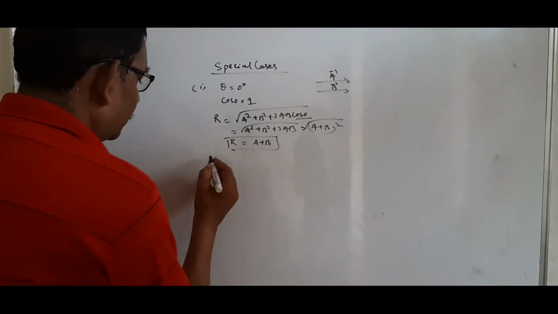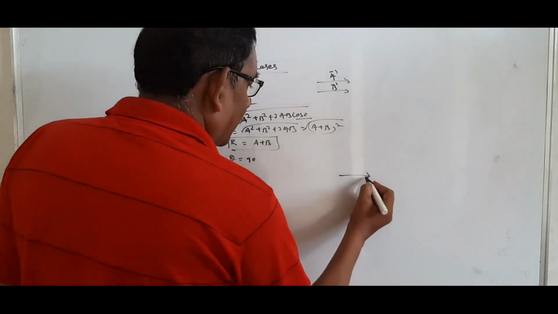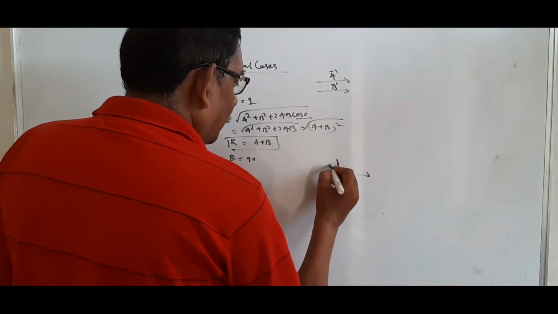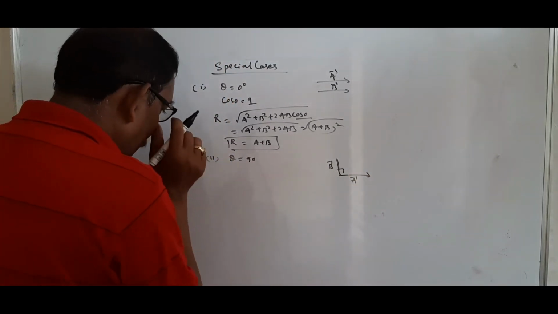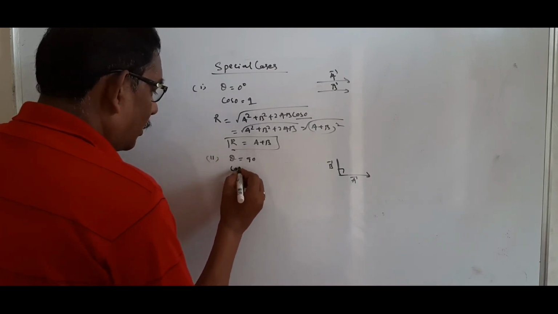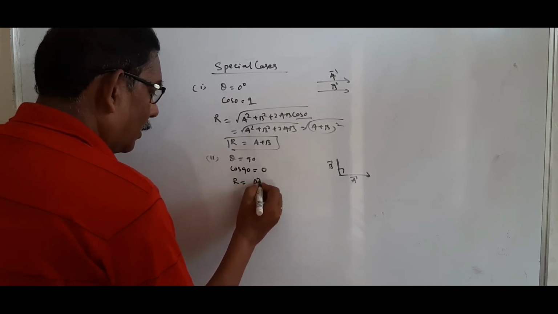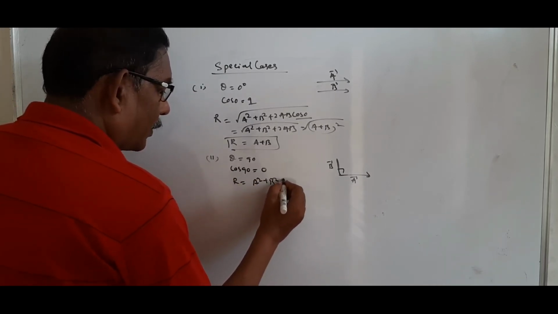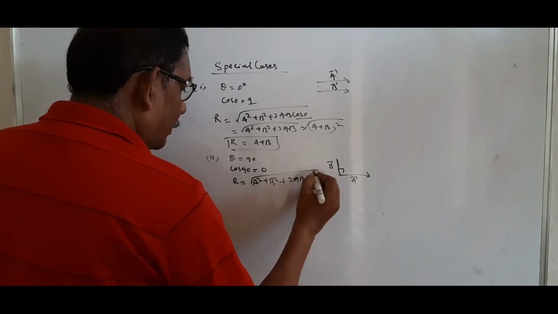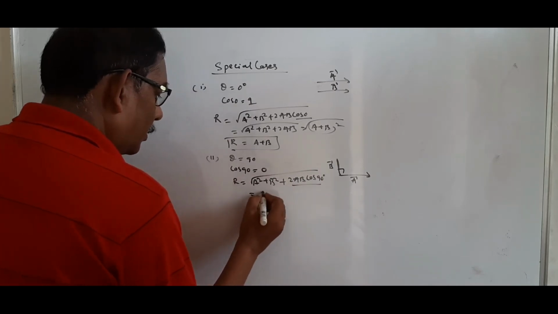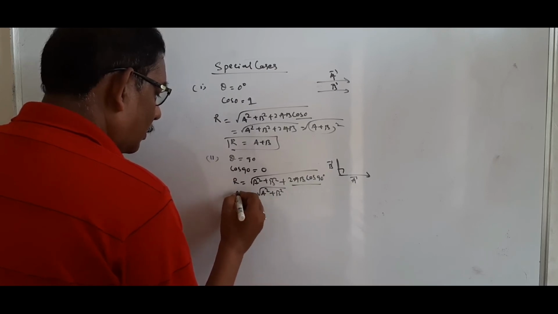Similarly, when theta is equal to 90 degree, vector A, vector B, 90 degree. So what is the resultant here? Cos 90 is 0. R is equal to the square root of A square plus B square plus 2AB cos 90. This term is 0. Very simply, R is the square root of A square plus B square.